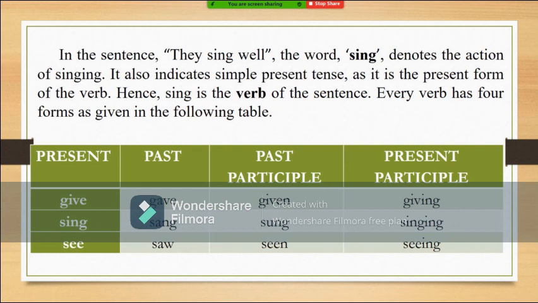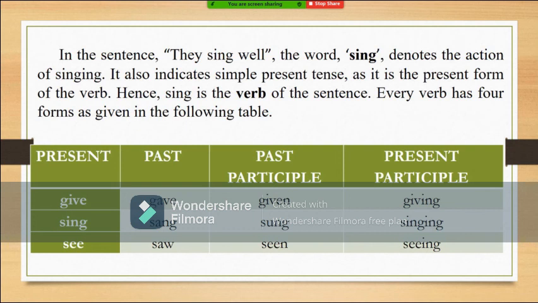Let us see an example here. In the sentence, they sing well. Here, the word sing denotes the action of singing. Sing, it is verb. Why do we call it as a verb? Because sing denotes an action. What is that action? Singing. Singing is an action. So it denotes an action. Now let us take the tense. How far it satisfies the second condition?